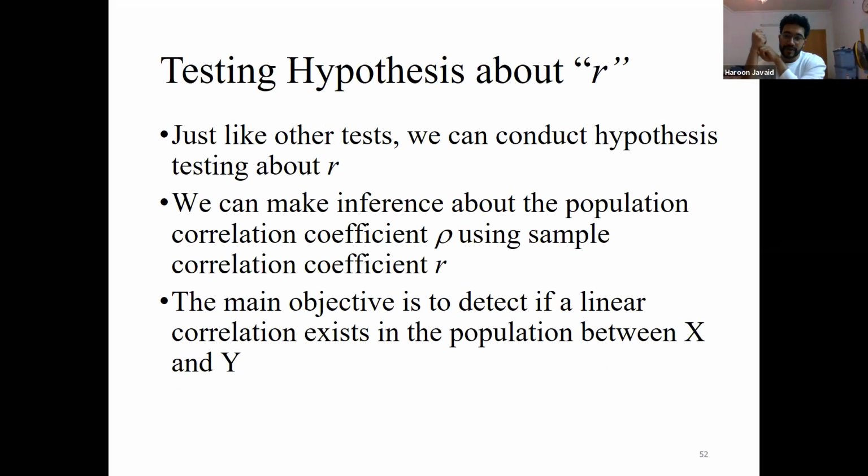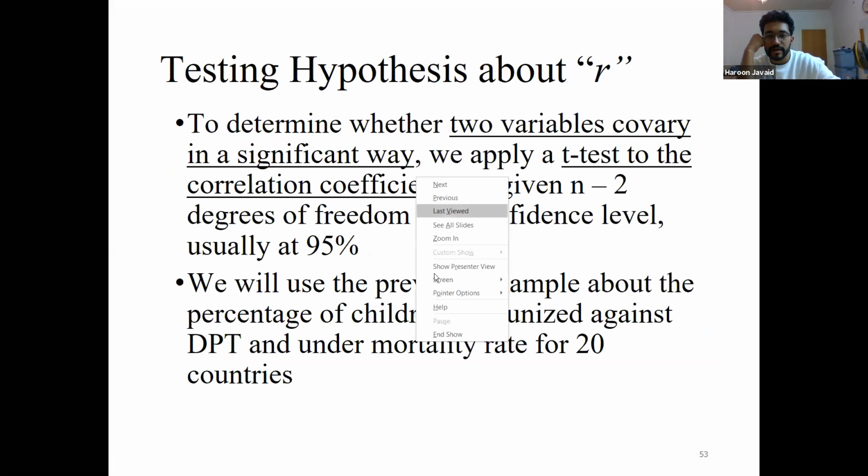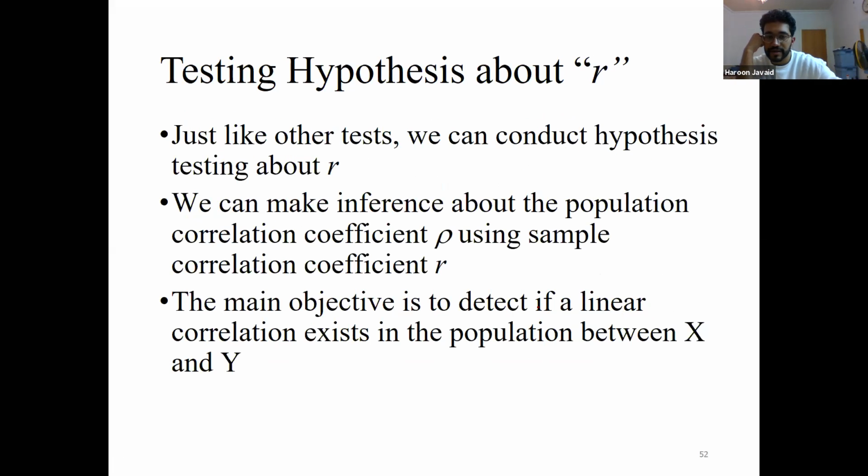Okay, so now we talked about two things. One, is there a linear relationship or not? Number two, what's the extent of the linear relationship? Now, number three, which you don't have to calculate, you just have to understand the concept, is this correlation statistically significant or not? Now, how do we check for that? Basically, we can make an inference. So it's the same concept. You are calculating the correlation coefficient of your sample, which is R, and then you will apply it to your population. The main objective is to detect if the linear relationship exists.